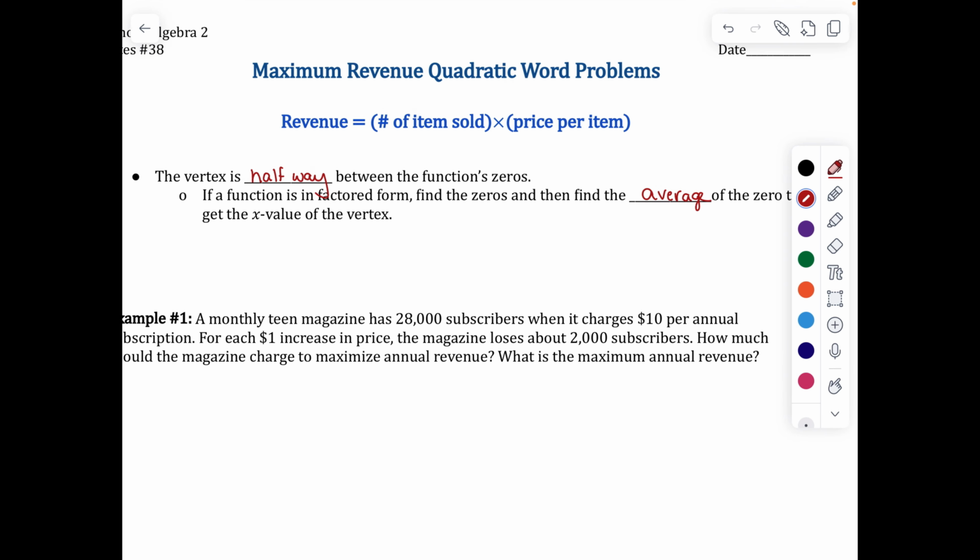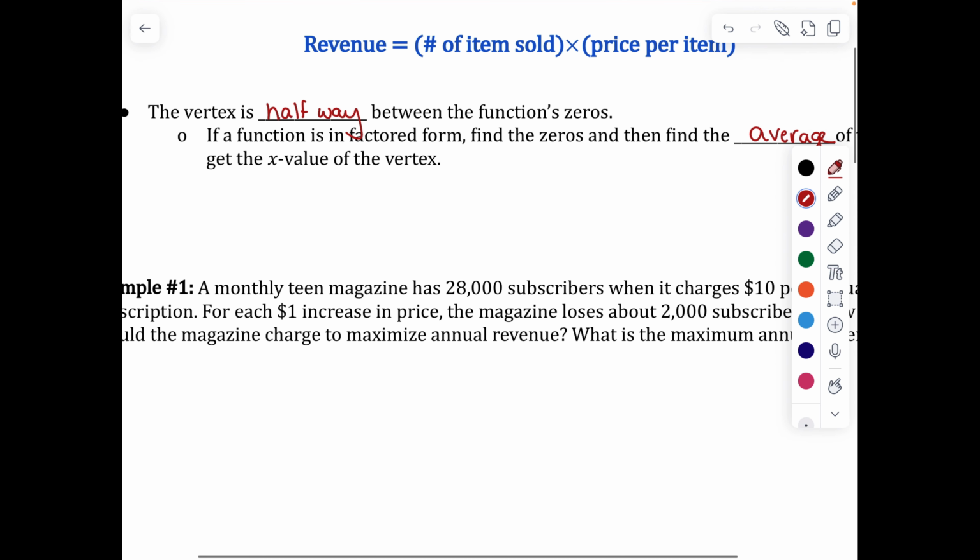That just means we won't have to multiply it out to get into standard form, then do our x equals negative b over 2a. It's just a simpler way. So all we're going to do is add the zeros and divide by 2. And again, this is just an easier way to get our vertex.